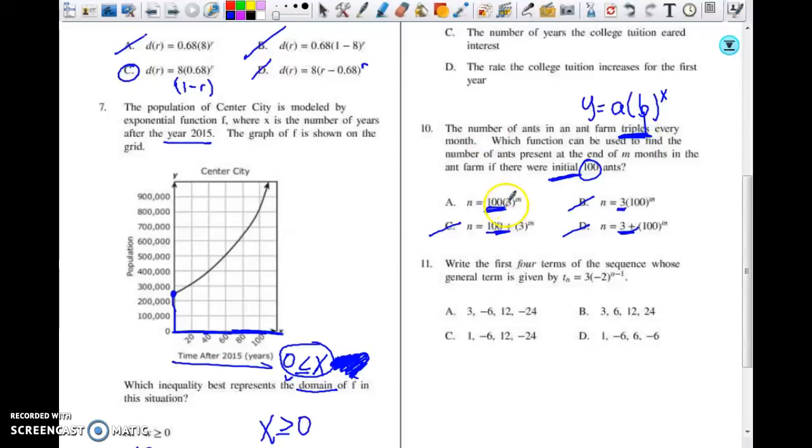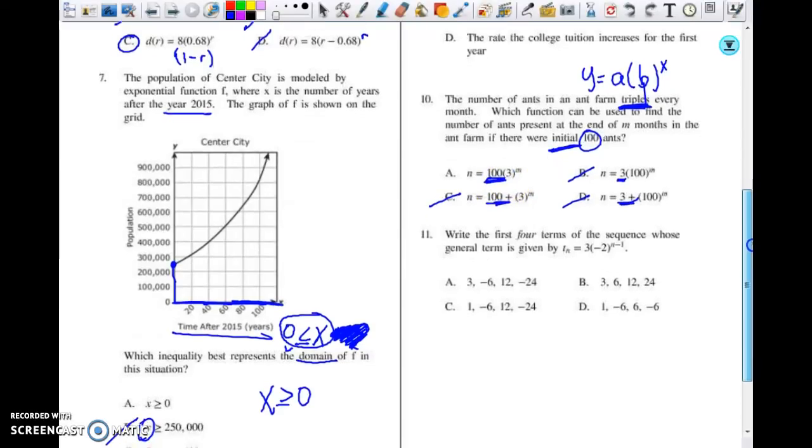So that's how much goes there. Tripling, doubling, quadrupling, that's the number you put there.